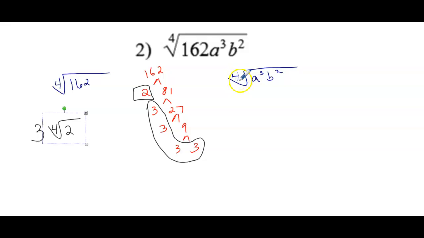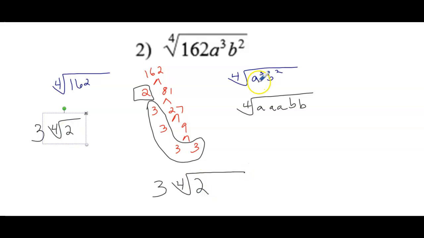Well, if I'm trying to take the 4th root, I need at least 4 a's under here or 4 b's in order to be able to let anything be simplified. That's not big enough. And also, if you think about it, if I try to take the 4th root and I have 1, 2, 3 a's and 2 b's, there's no way for me to make a group of 4. So the variable part of this actually doesn't even simplify. So your final answer is 3 times the 4th root of 2, and then the a cubed b squared has to stay underneath.